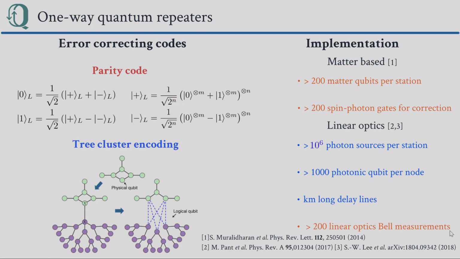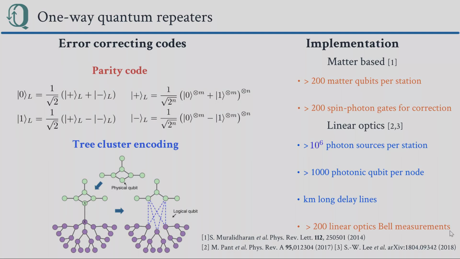People also looked at the parity code with linear optics, but then of course you also need a lot of linear optics Bell measurements to do this. So the motivation for this work is: we're going to focus on matter-based, but we want to decrease the number of matter-based qubits that we need per station, because having 200 per station and doing all these gates for error correction seems a bit much. So we'll try to minimize that. And we're going to focus not on the parity code, but on this tree cluster encoding.